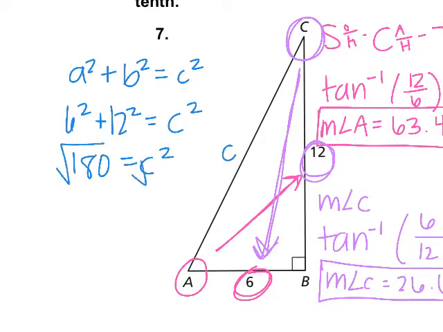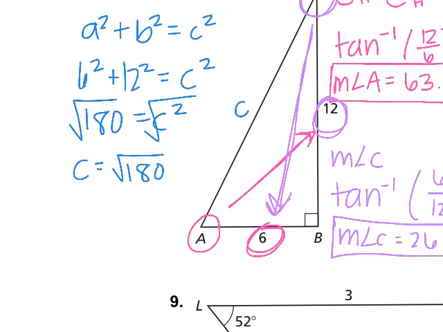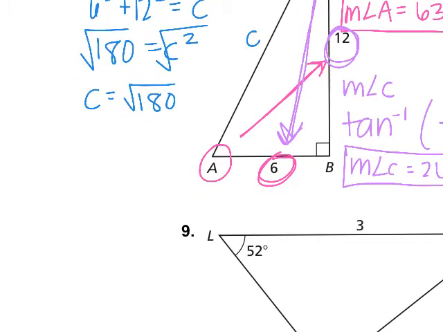I'm going to take the square root of both sides, and I get that C is equal to the square root of 180. However, please make sure that we're writing our answer in simplest radical form. I know that I can take some things out of this. Most of you like making factor trees. That is not my preferred method, but since that's your favorite, I will go ahead and do a factor tree here.